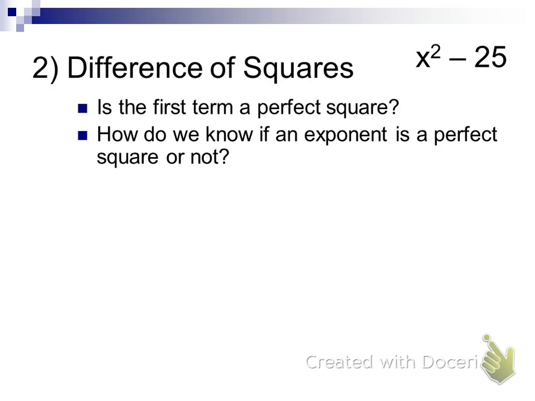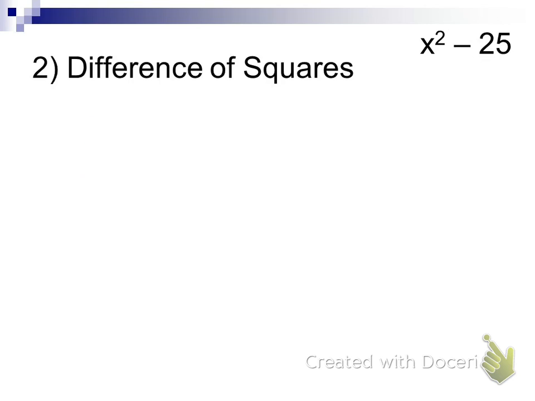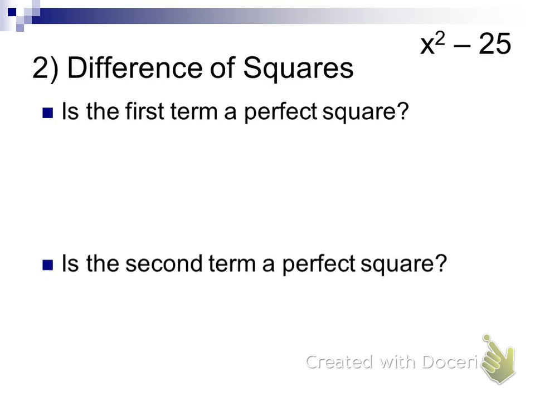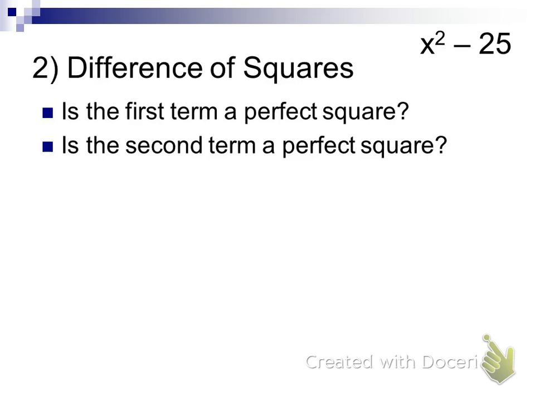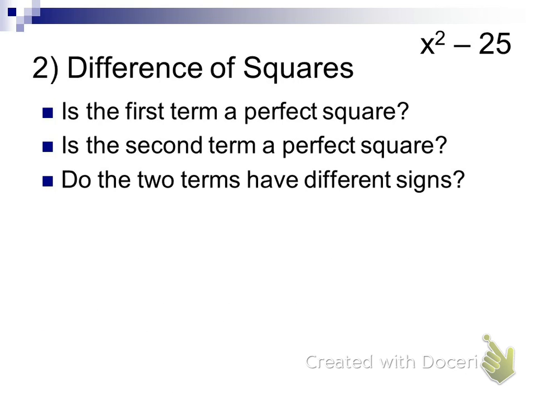Because remember, the square root of something is the same thing as raising it to the 1/2 power. So if this was x to the a, then that's x to the a over 2. So in order for that to be a perfect square, we would need a to be divisible by 2, which means it has to be even. So even exponents tell us that we have squares. All right? So we need the first term to be a perfect square, we need the second term to be a perfect square, and we need the two terms to have different signs.